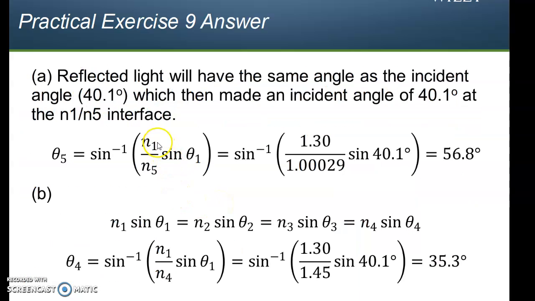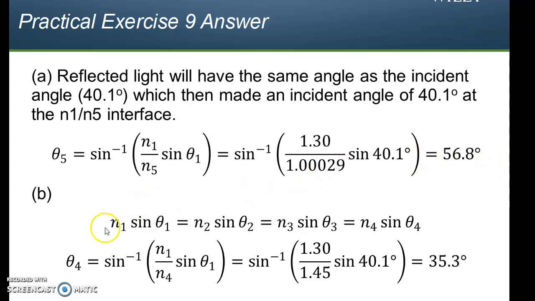So it's going to be the inverse sine, N1 over N2, sine theta 1. So it's the inverse sine of 1.30 divided by 1.00029 times the sine of that 40.1. Okay? Now, when I worked that out, I did get 56.8 degrees.